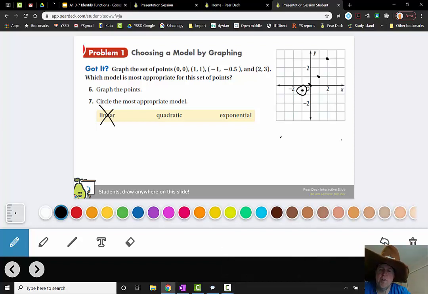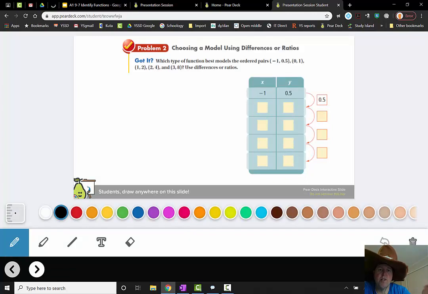Alright, so this one we're a little bit lost. We're kind of stuck in between. So what we're going to do is go to the next slide, and the sheriff will show you how we do this algebraically. But we definitely know it's not linear. So we're stuck between these two, and we'll find out exactly how to tell which one it is. Alright, to do that, we're going to use differences or ratios.